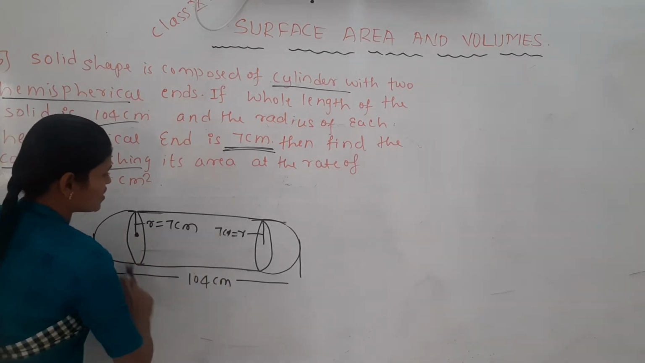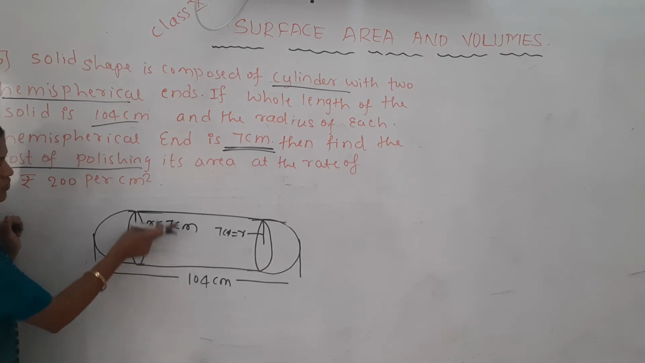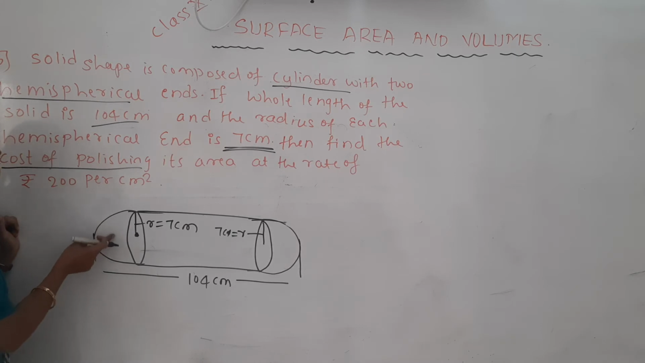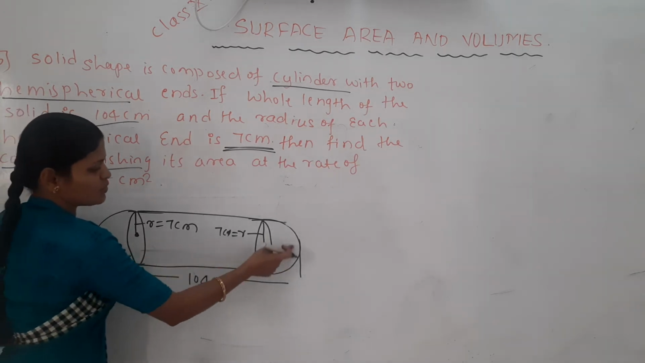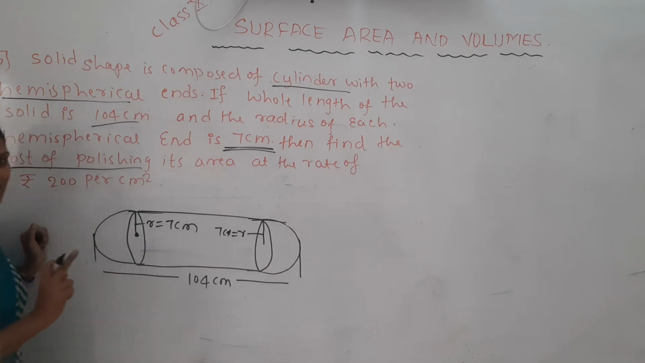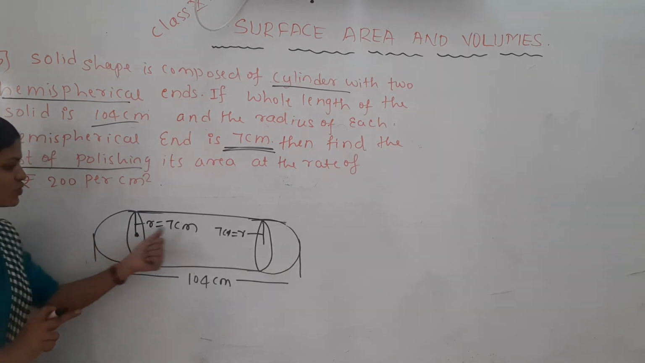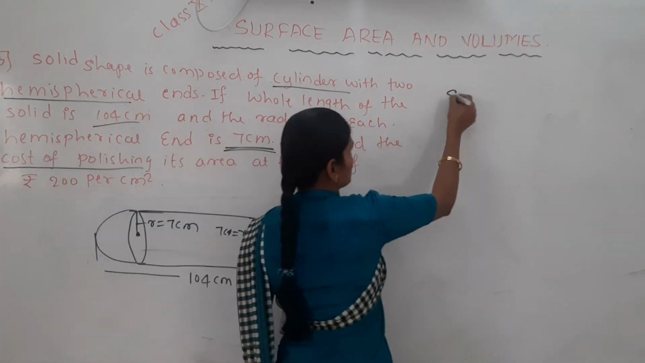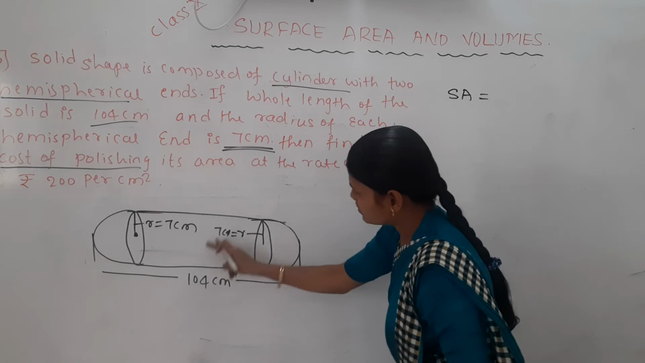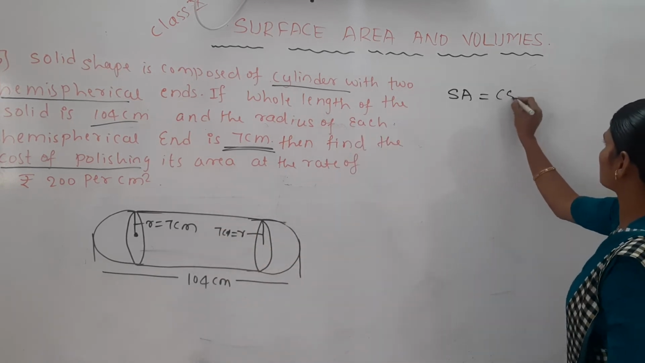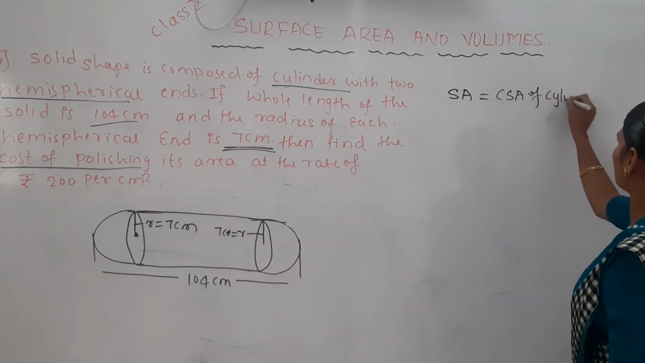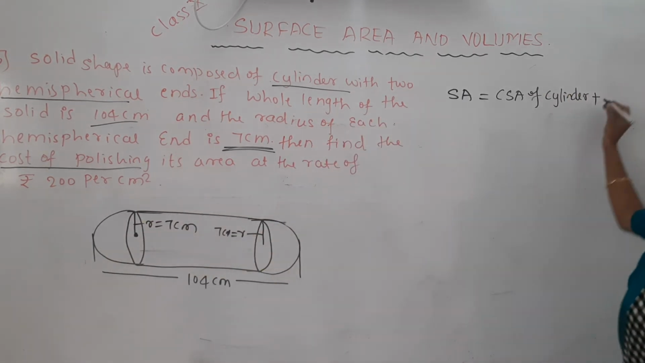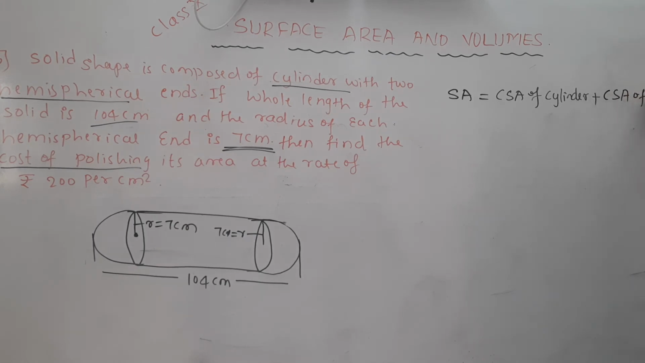If you find the surface area of this shape, first you have to find the curved surface area of the cylinder, and in the same way the curved surface area of the two hemispheres. Both hemispheres are the same shape and same size, because both have the same radius. So the surface area of this shape is the CSA of the cylinder plus the CSA of both hemispheres.